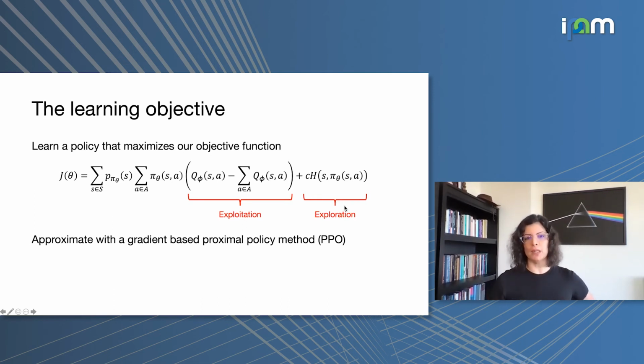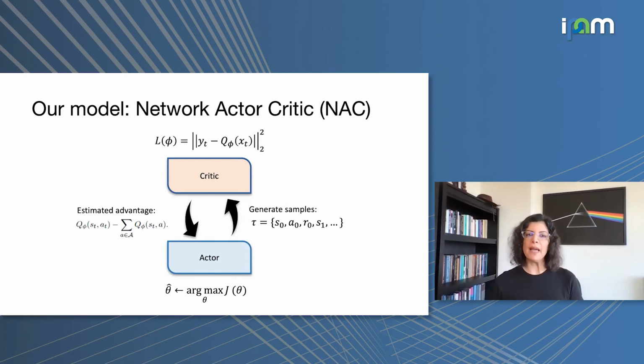And then we learn the weights, the parameters, based on a proximal policy method. And so the model that we have is called the Network Actor Critic, where the actor will generate these samples. The critic will then judge the samples and give the estimated advantages to the actor, and then the actor will update its policy. And so you go through this round and round. And of course, within reinforcement learning, there's the actor critic network. So that's where we borrowed this actor critic business.